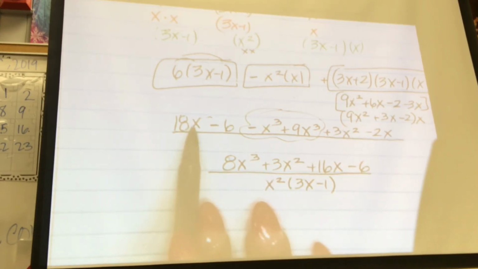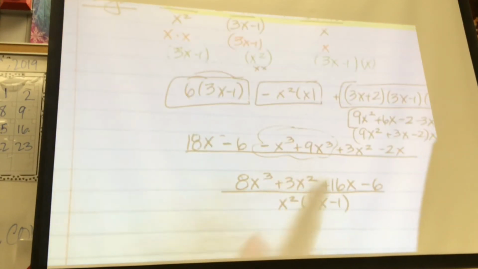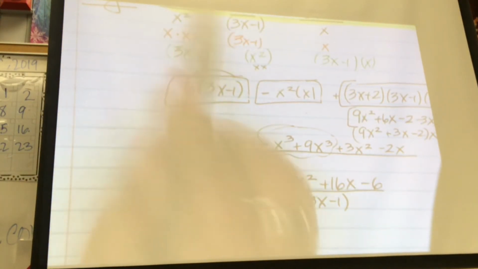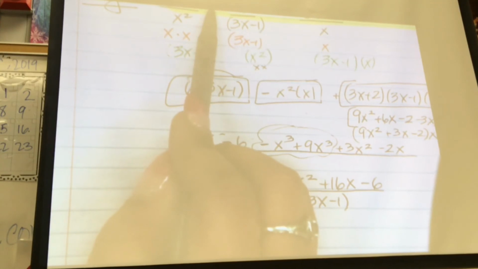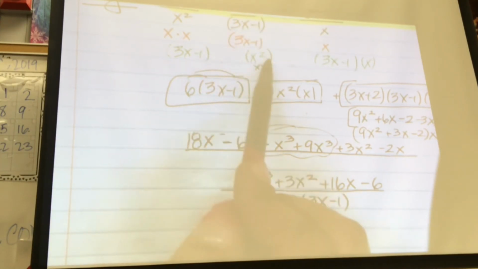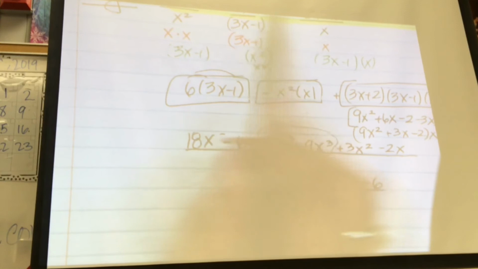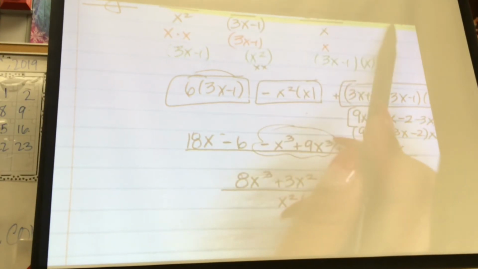All right, here we go. I can explain now because it's over. This first term only needed a 3x minus 1. The second term just needed an x squared. The third one needed a 3x minus 1 and an x. Are we all in agreement on that? Yes or no?